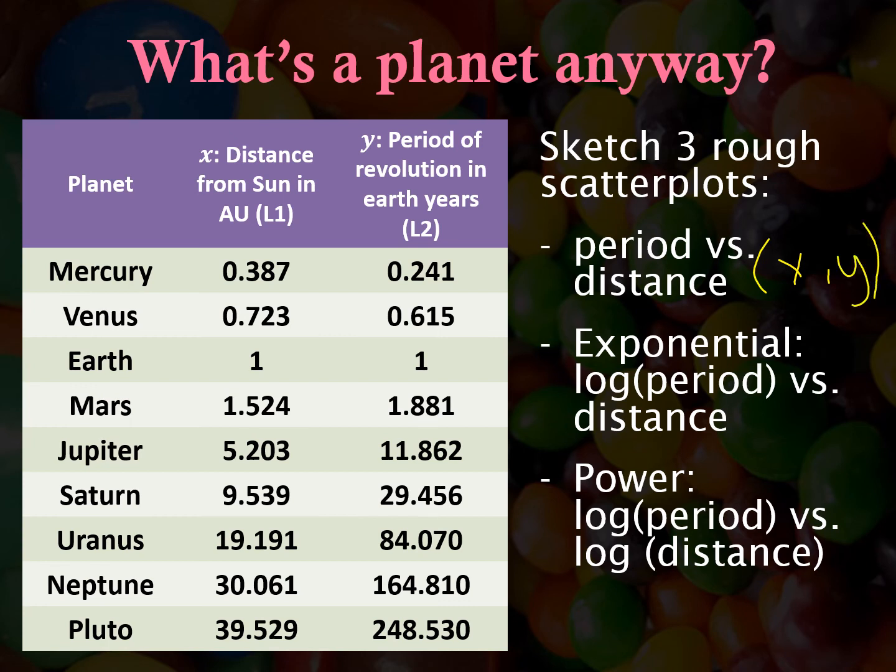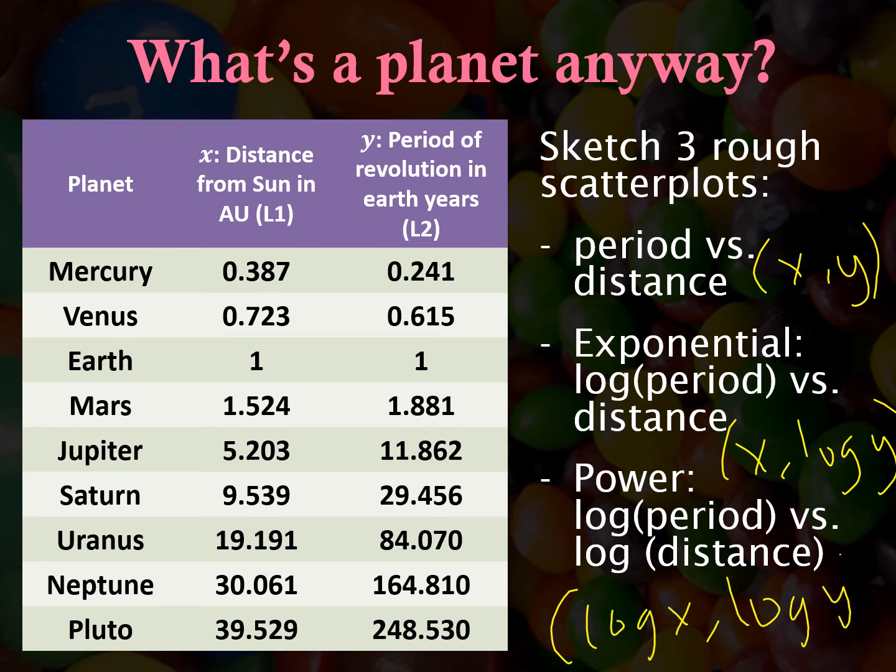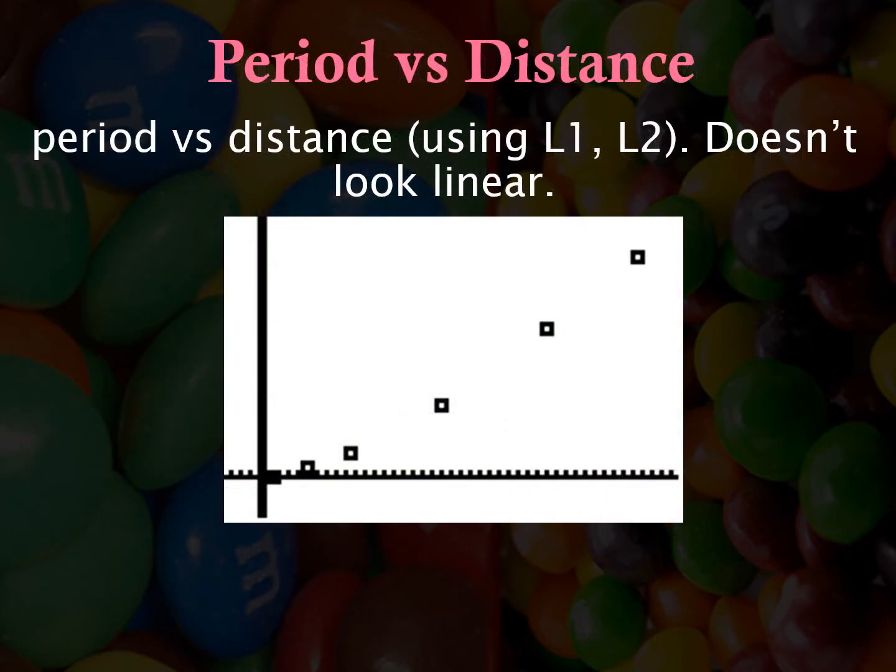Then we're going to look at exponential, which is the X log Y. So distance is X, and the log of period, which is Y. And then last is the power model, which is log X comma log Y. So this is the original data. So notice it doesn't look linear.